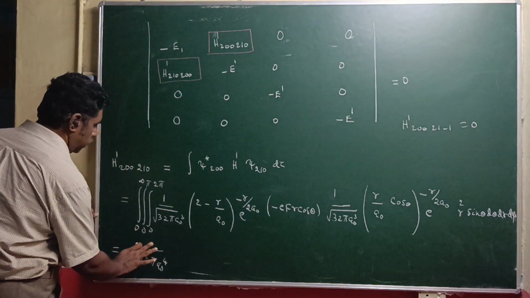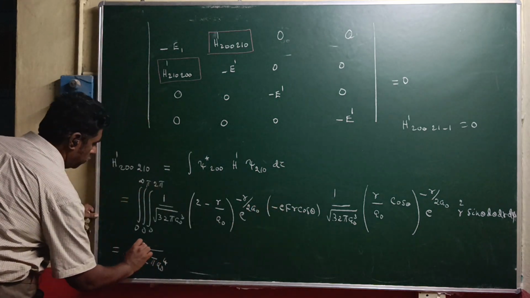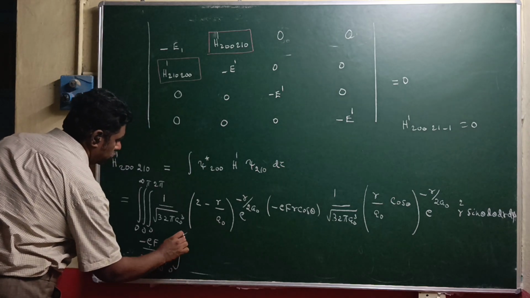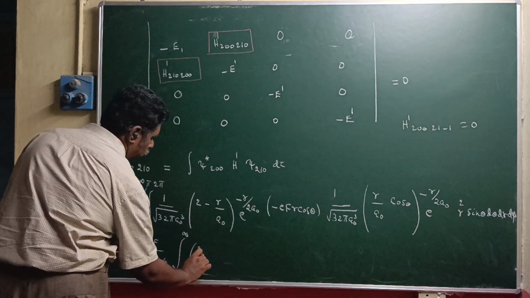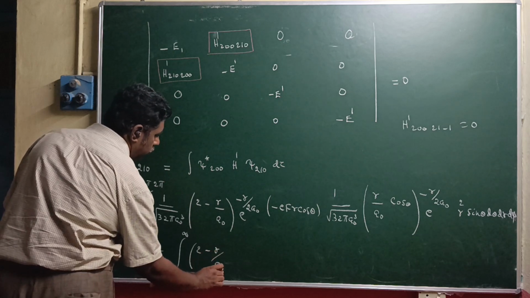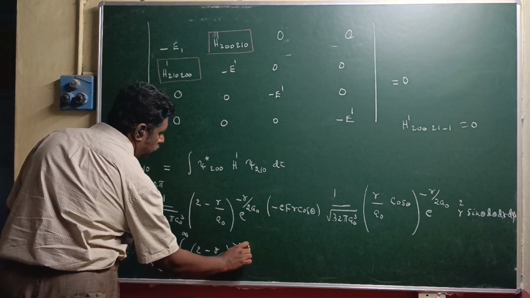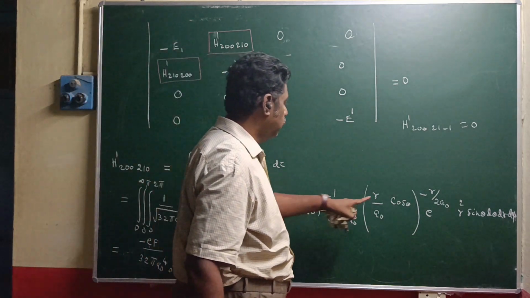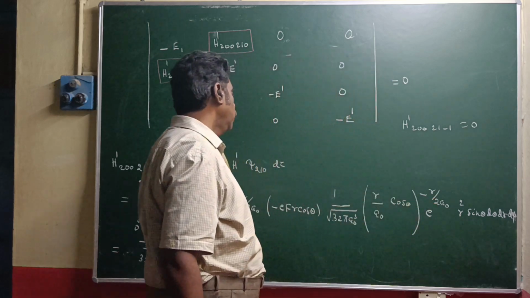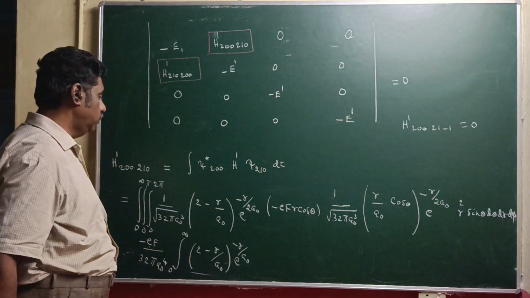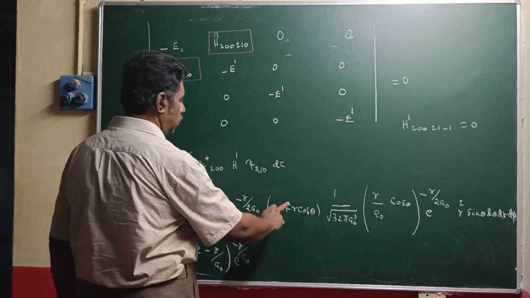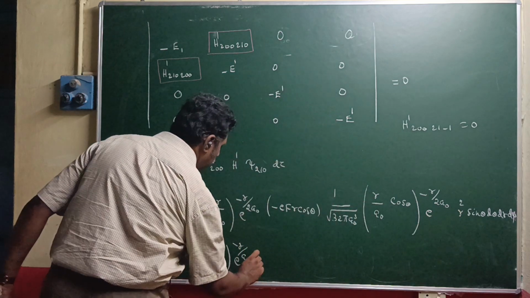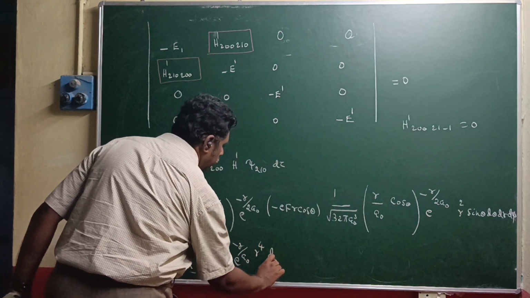Then write down this minus e into f. Align the r terms, 0 to infinity, (2 minus r by a0) e power minus r by a0, because e power minus r divided by 2a0 into e power minus r divided by 2a0 is equal to e power minus r by a0. Then align the r terms, r square into r square, r power 4, r power 4 dr.